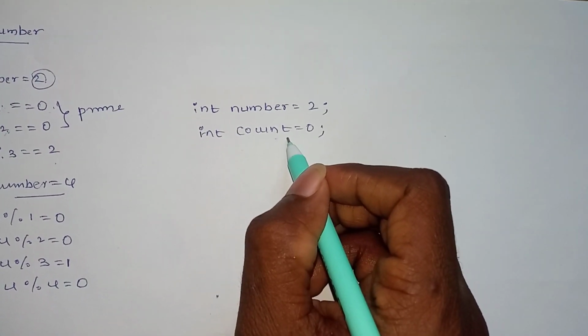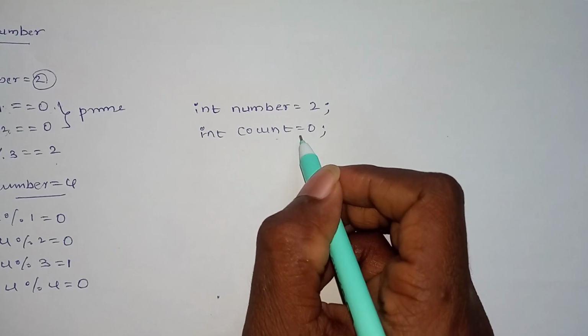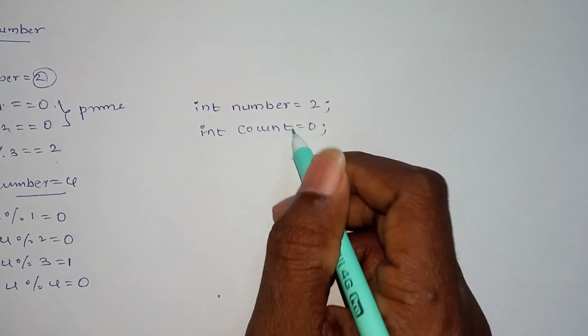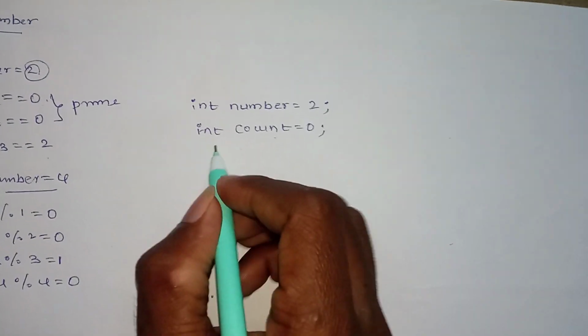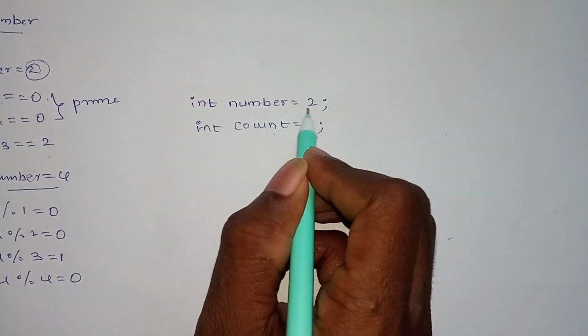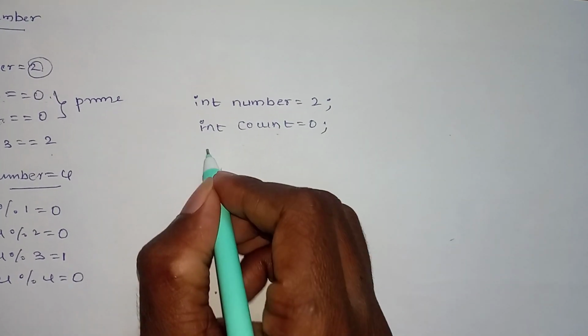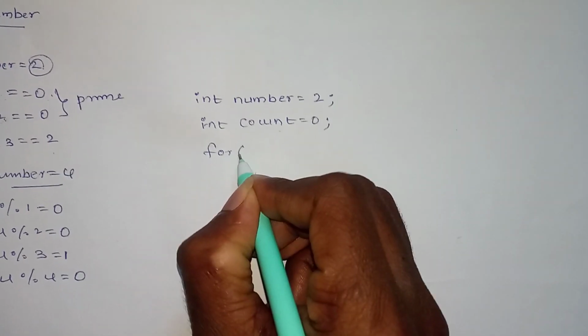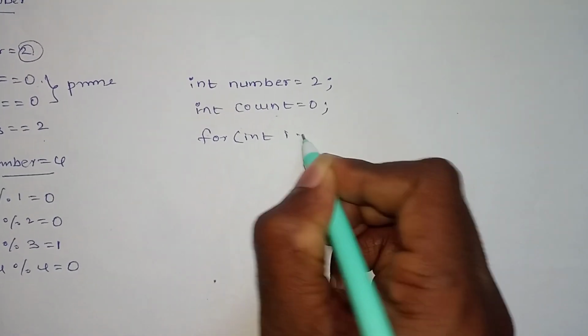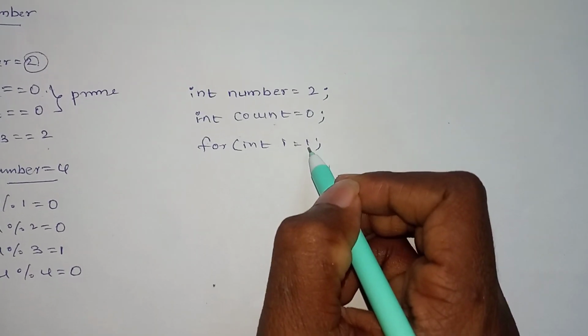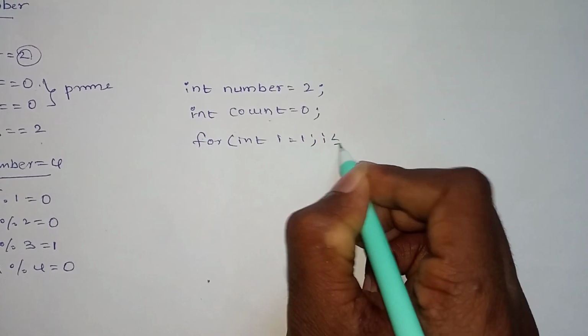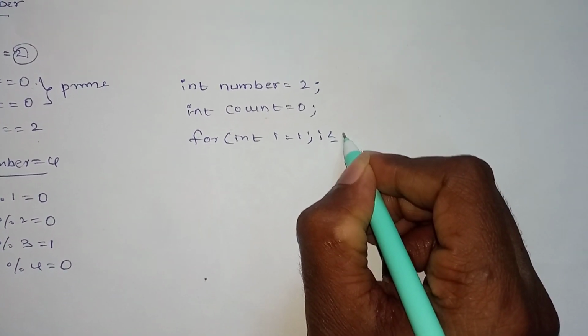Then count should be incremented, that is 1 plus 1, 2. So whenever the count becomes 2, then the number is said to be prime. So let us consider, here we have declared int number equals 2 and int count equals 0. Now take a for loop: int i equals 1, because we are dividing this particular number 2 by 1 and so on, i less than or equals to, let us say, 100.